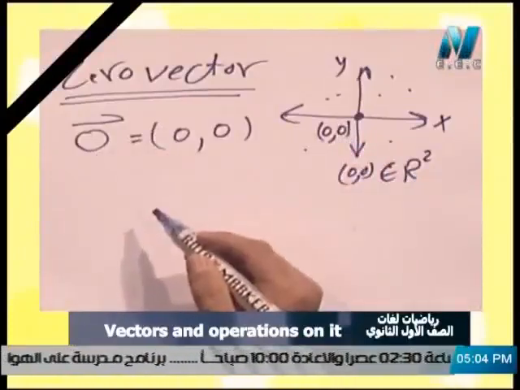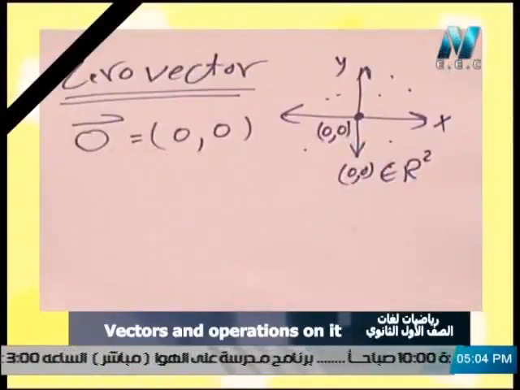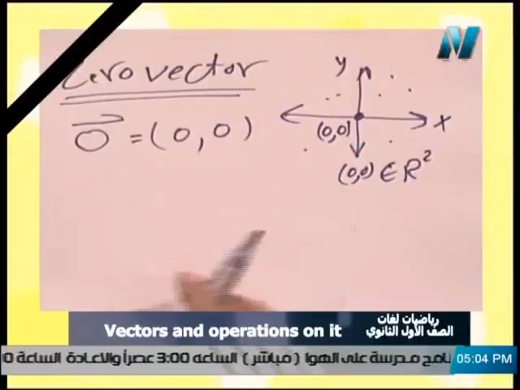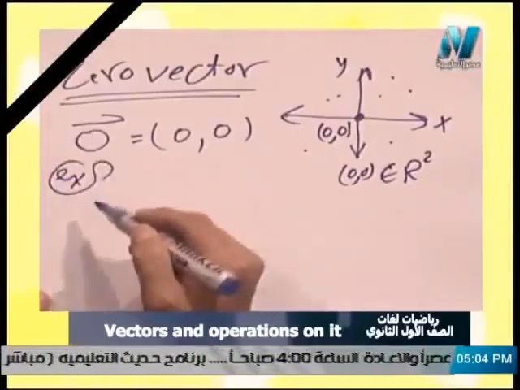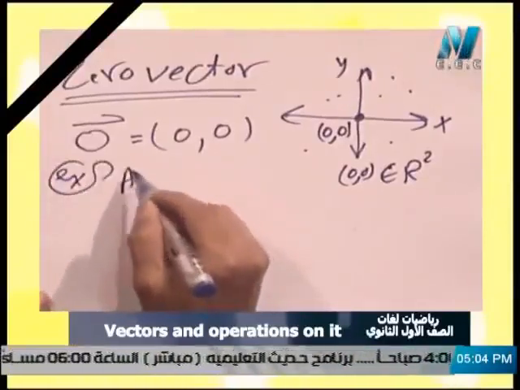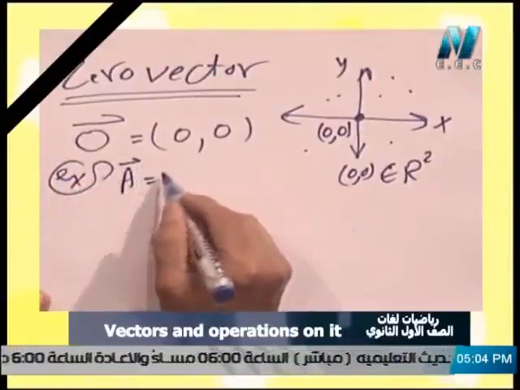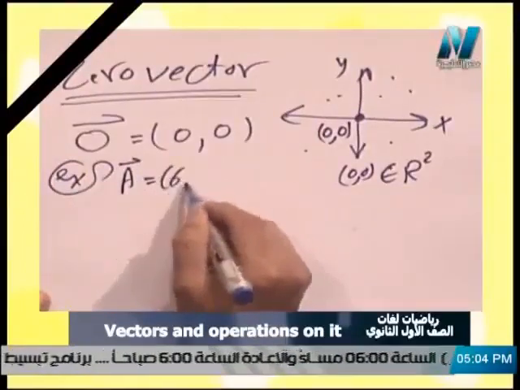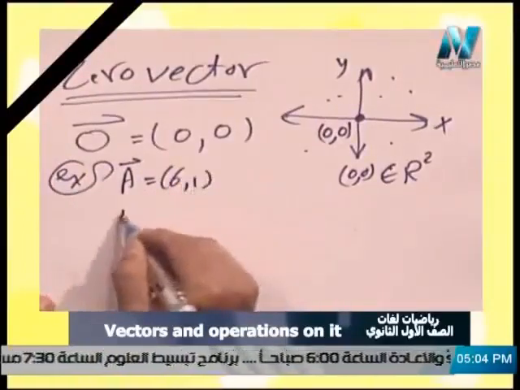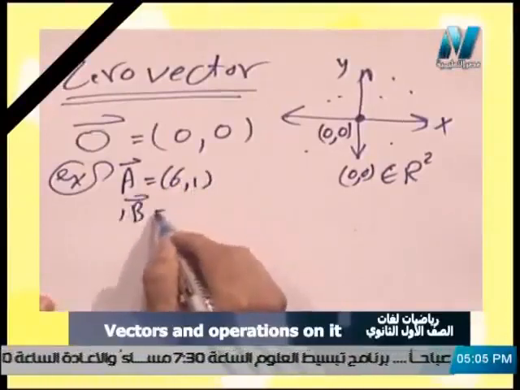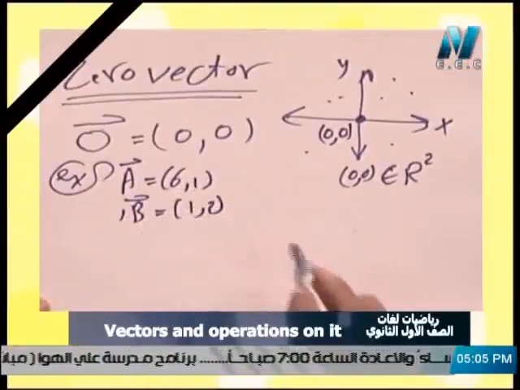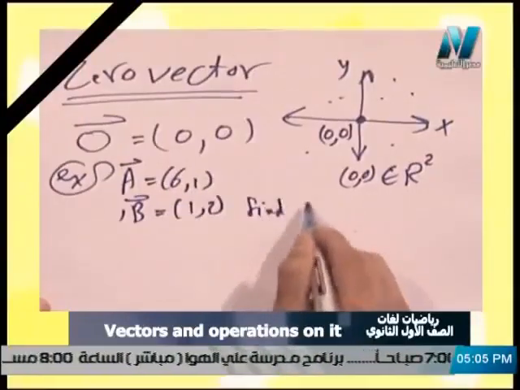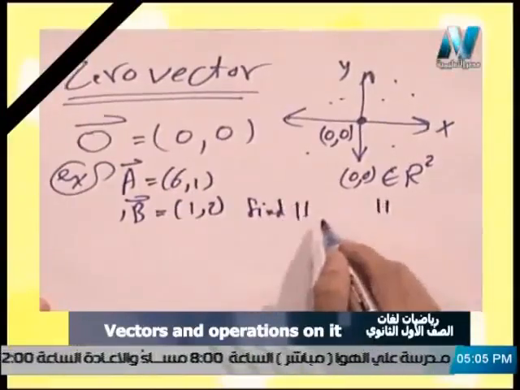Okay, let's move to a question here. An example: if the vector A equals 6 and 1, and the vector B equals 1 and 2, find the norm. The norm of what? Of A minus 2B.